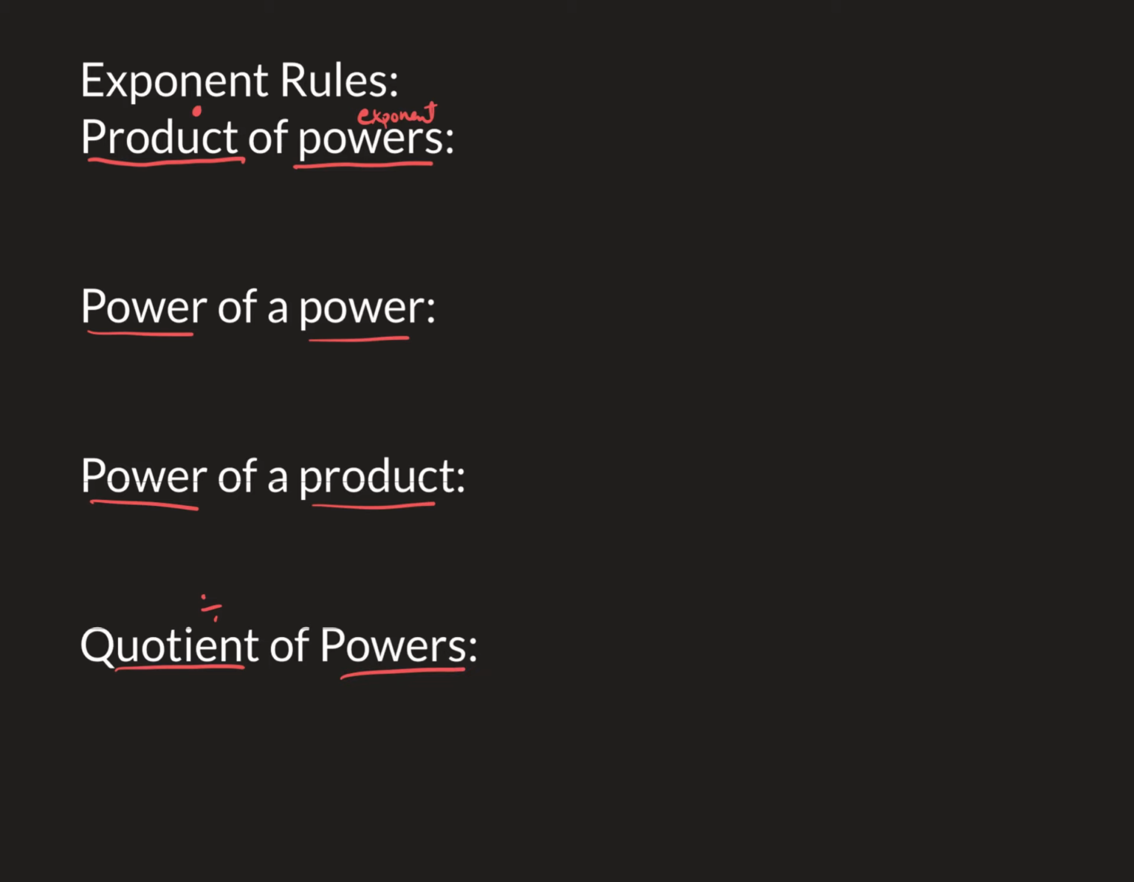So let's go through the rules. The product of powers. That means if you are going to multiply two bases, and the first base has an exponent of the letter C, and the second base has an exponent of the letter D, then your answer or your product is the base with the exponents added.